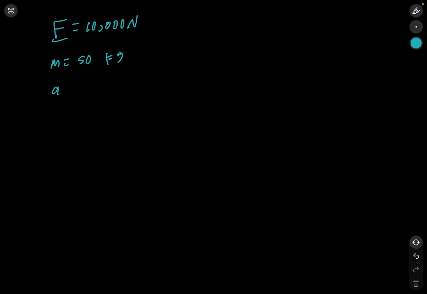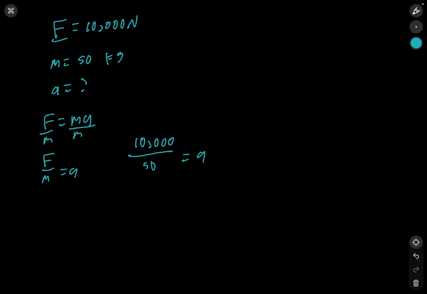What would the acceleration of this object be? So we have F equals ma. Then we can solve for m by using algebra. F over m is equal to a. So then 10,000 over 50 is equal to acceleration. Cancel out the zeros. So then our acceleration for this object is going to be 200 meters per second squared.